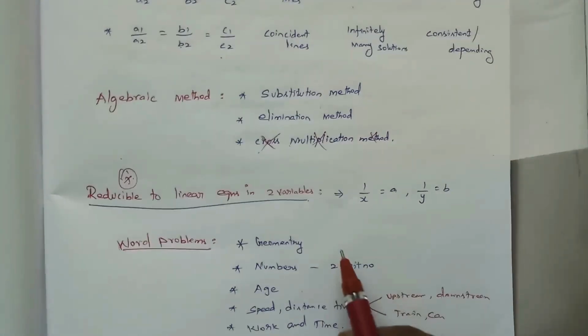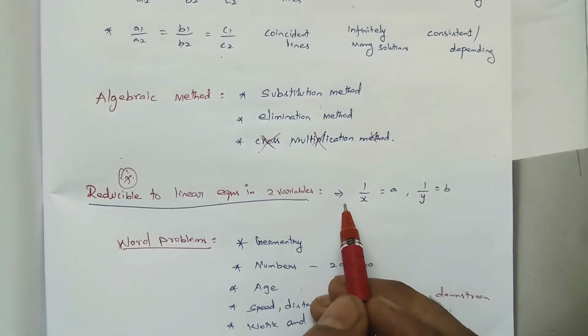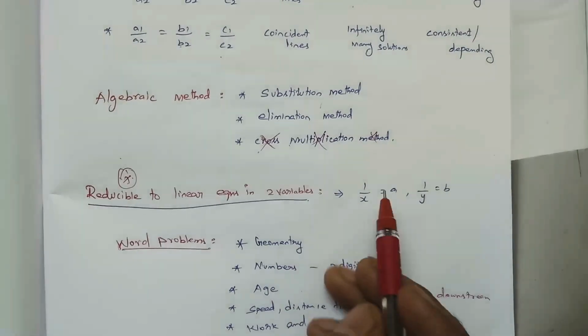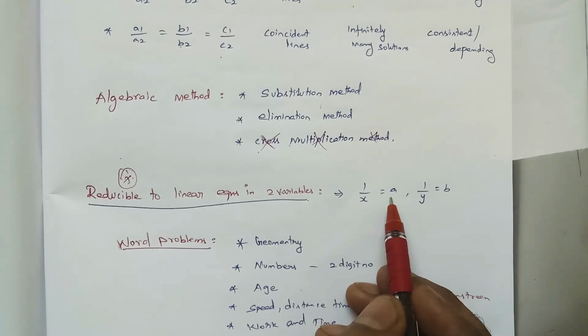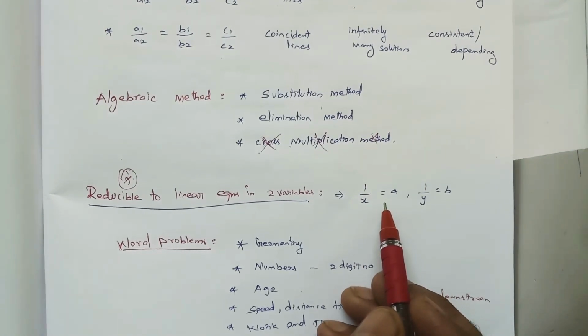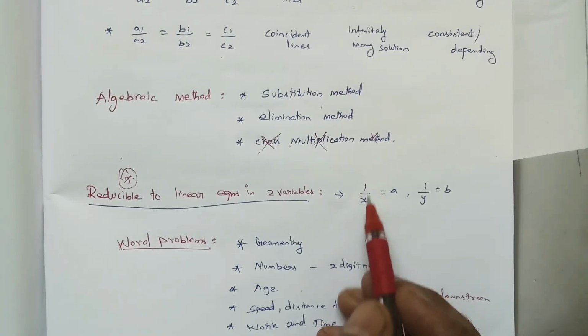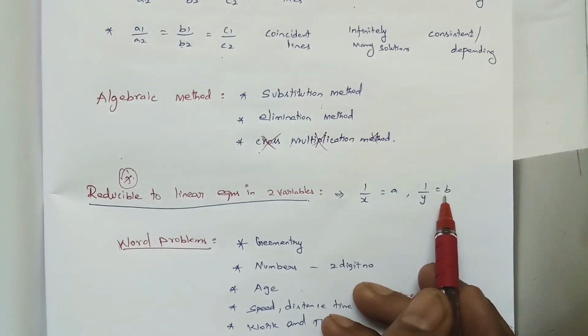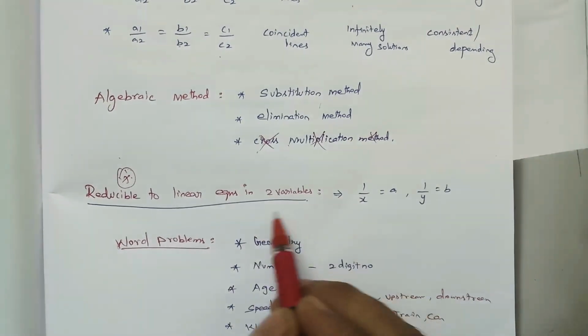So we want to convert this into a linear equation in two variables. How will we convert? Simple. We can assume 1 by x as a, or any variable, u, v, or a, b, or whatever it may be, p, q, or any variables. So assuming 1 by x is equal to a and 1 by y is equal to b, we'll get the form of a linear equation in two variables, right?